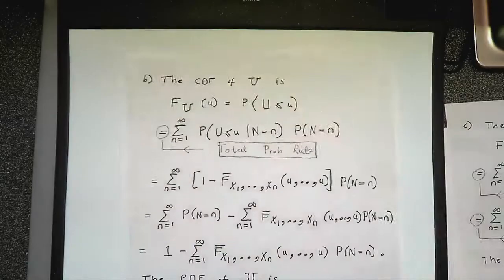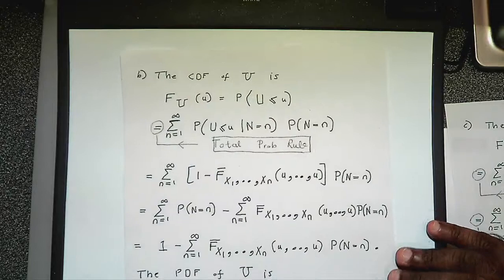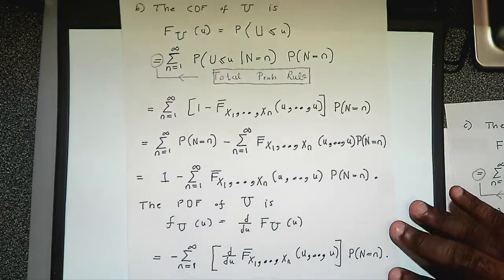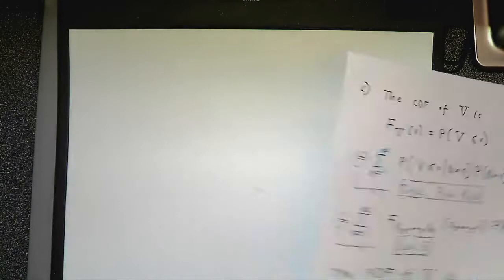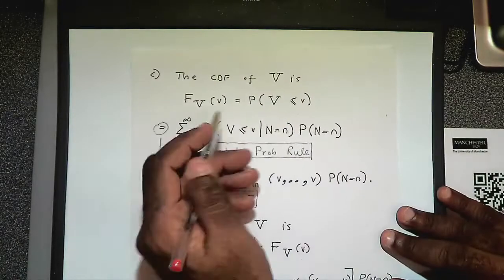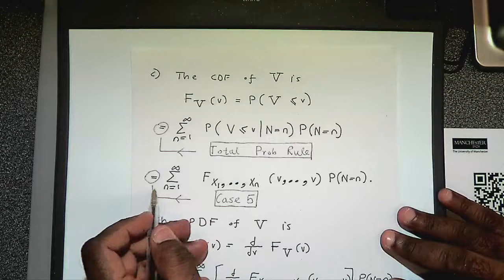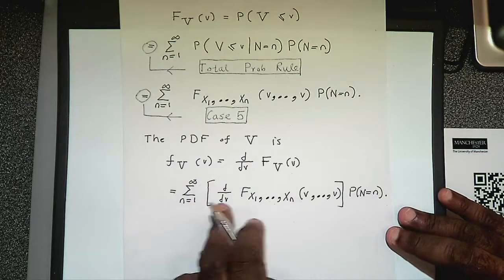The CDF of U, remember U is the minimum portfolio loss, is given by this formula here, and the PDF of U is given by this formula here, right? Okay. And finally, the CDF of V, the maximum portfolio loss, is given by this formula here, and the PDF of V is given by this formula here.